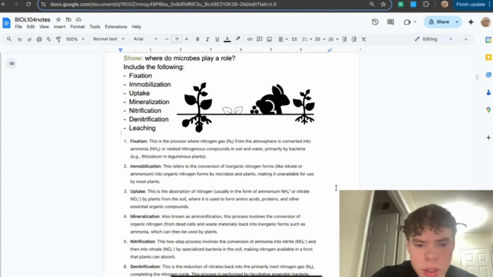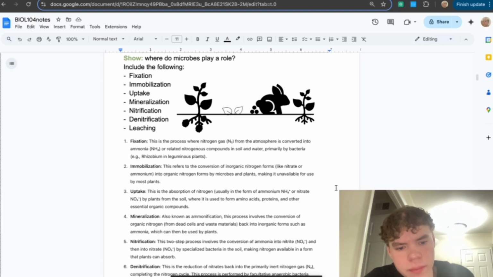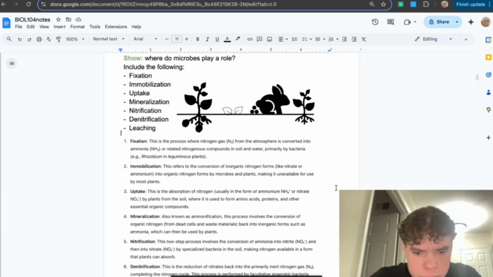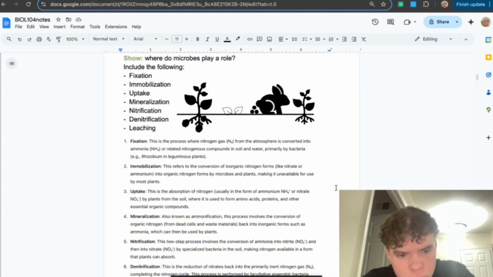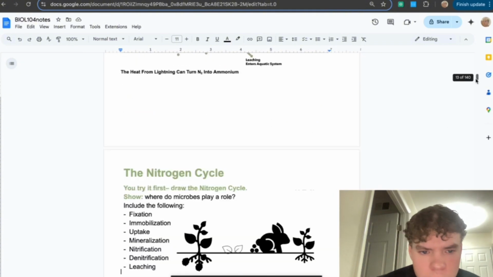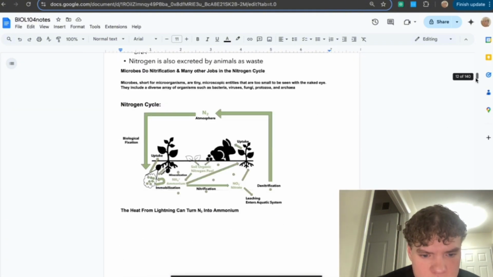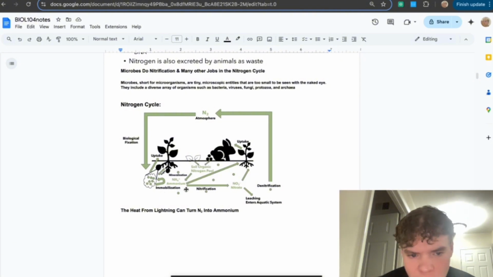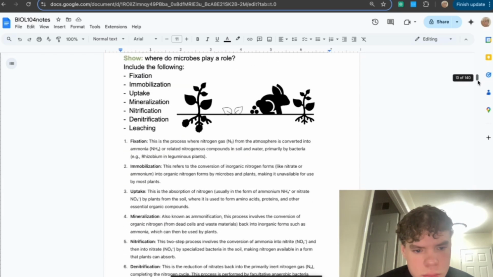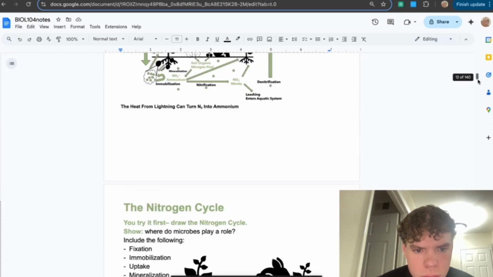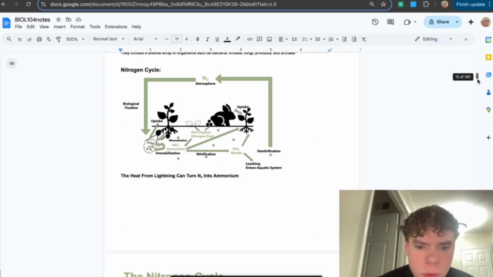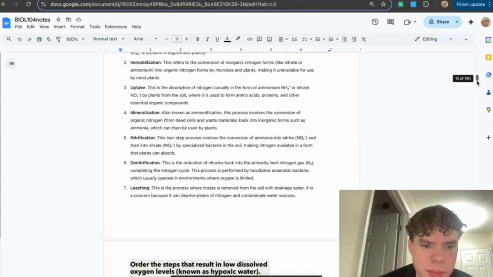So mineralization, also known as ammonification, is how nitrogen gets turned into ammonia. So yeah, this mineralization would be how, say, feces would get turned into ammonium, which is available for, say, uptake by a plant. Because uptake is usually in the form NH4 plus and nitrate NO3 minus.